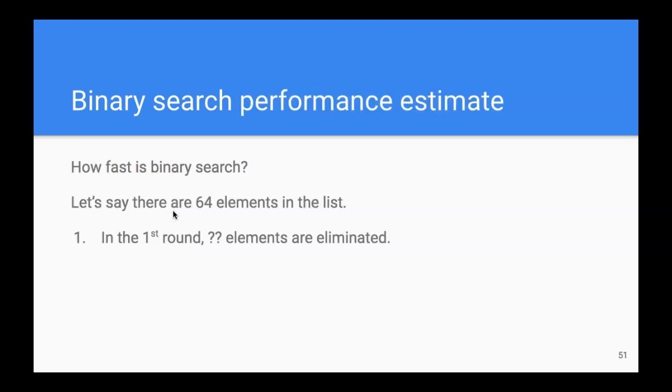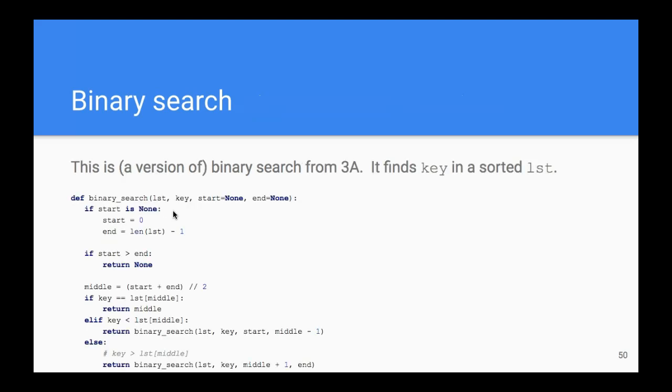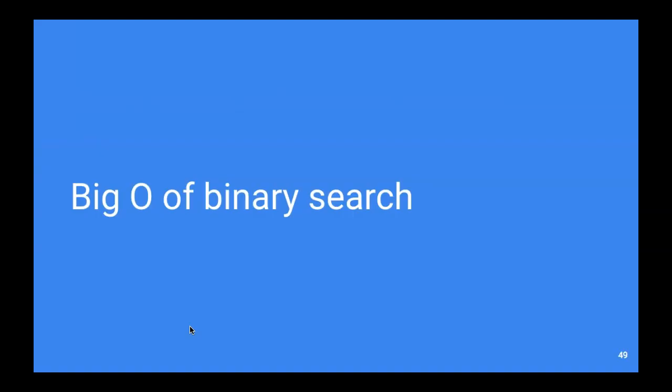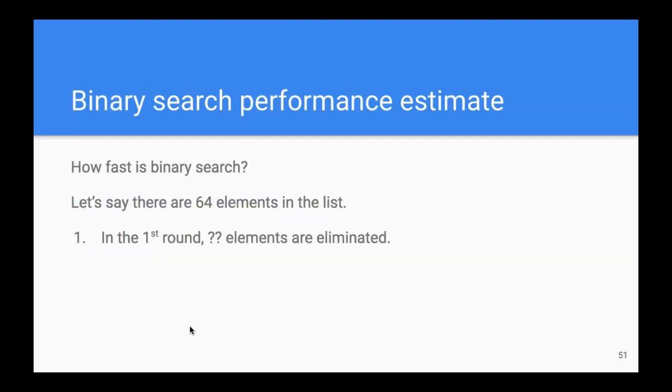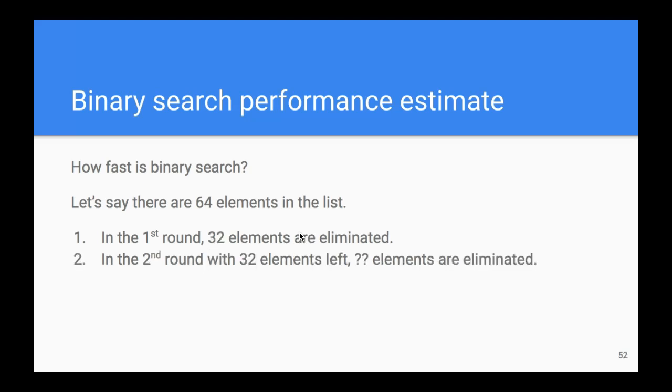Let's first do an estimate, and let's do it with a little example. Let's say we're given a list that has 64 elements. In binary search, as you hopefully remember, it actually calls itself, right? So with 64 elements, in the first round, when the binary search is called the first time, how many of the elements are eliminated? Well, half of them, right?